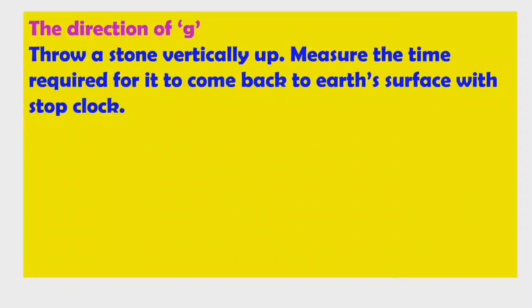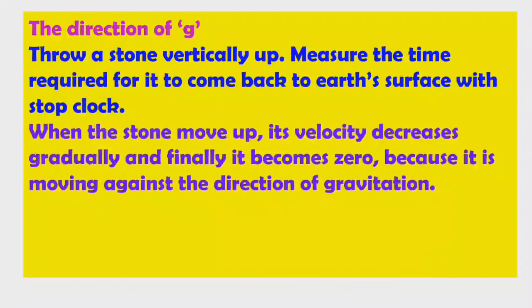Throw a stone vertically up. Measure the time required for it to come back to the earth surface with a stop clock. Take one stop clock and one stone. Throw the stone vertically upwards and measure the time required for it to come back to the earth surface using the stop clock. When the stone moves up, its velocity decreases gradually and finally it becomes 0, because it is moving against the direction of gravitation.